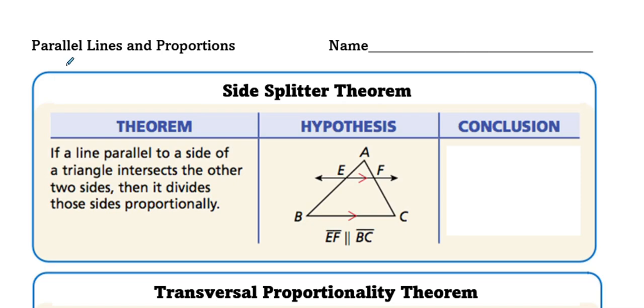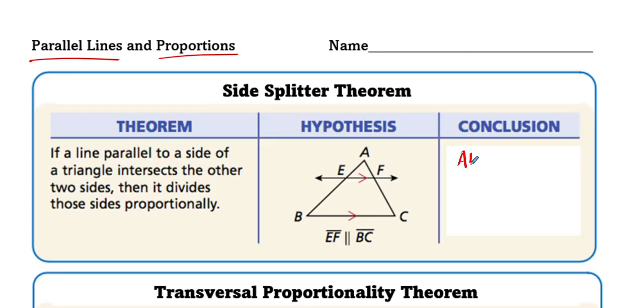Alright, here we're going to be talking about parallel lines and proportions. So this first one is dealing with a parallel line cutting through a triangle. It's called the side splitter theorem. It's just splitting these sides proportionally. So anytime we have a parallel line that cuts across a triangle, then it divides those sides proportionally.